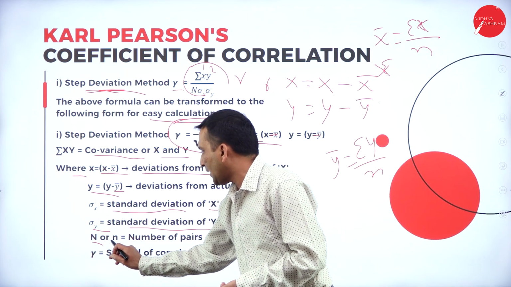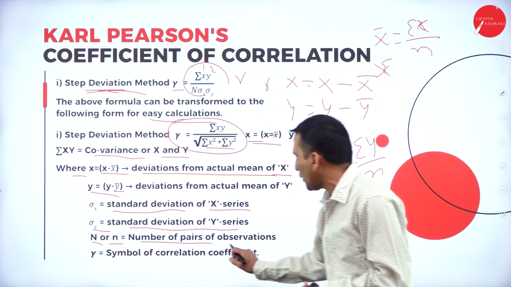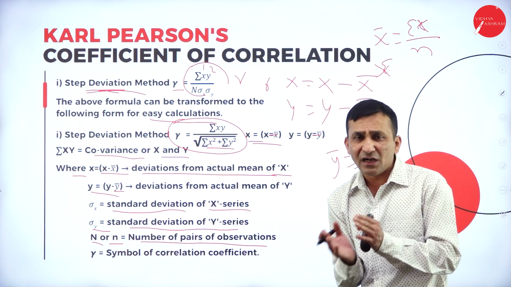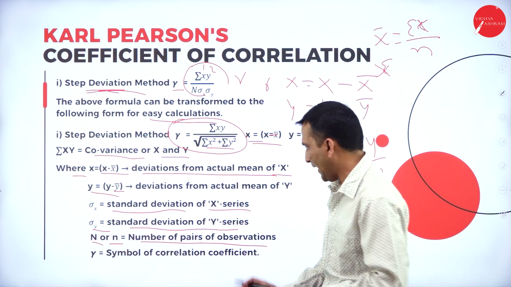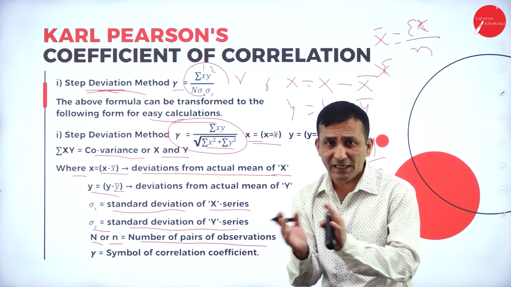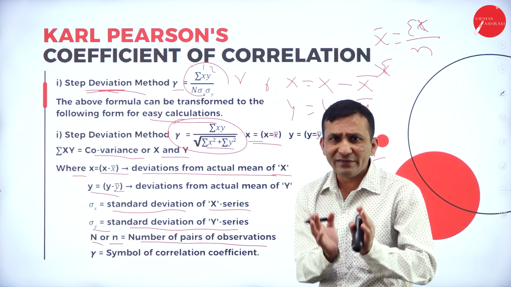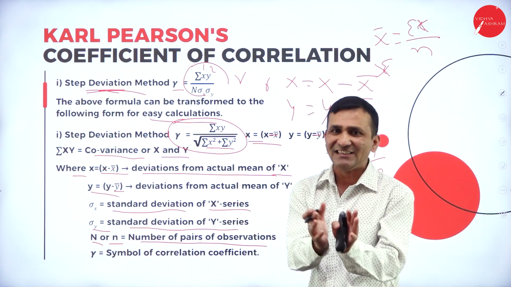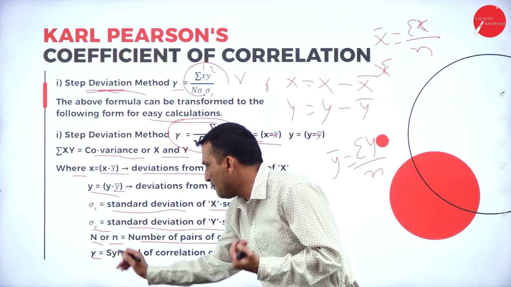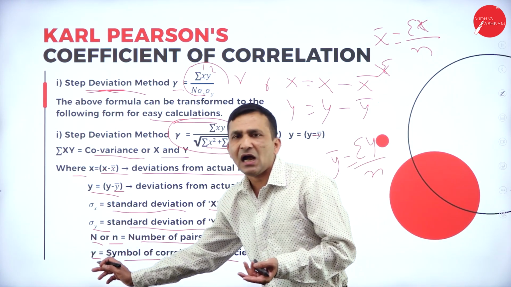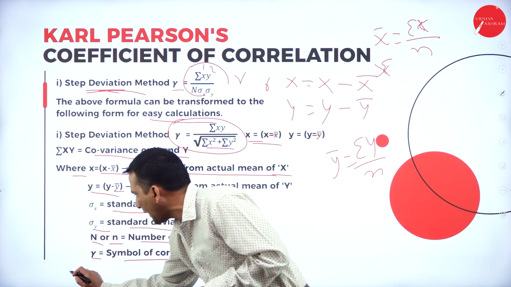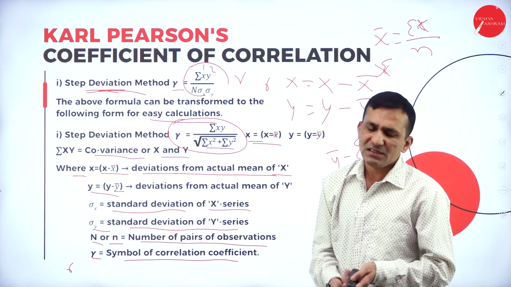Capital N or small n is the number of pair observations, because the correlation depends on the pair. x and y is one pair, husband and wife is one pair, so always we go for correlations. The symbol for the coefficient of correlation, either we write gamma or we write r, you can write r, whichever is possible.